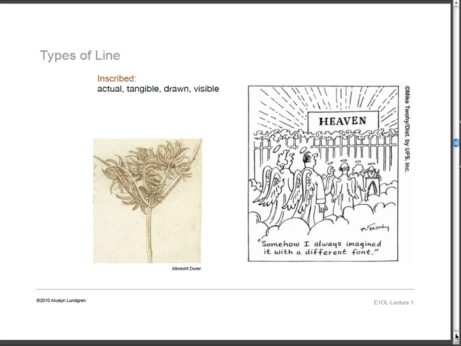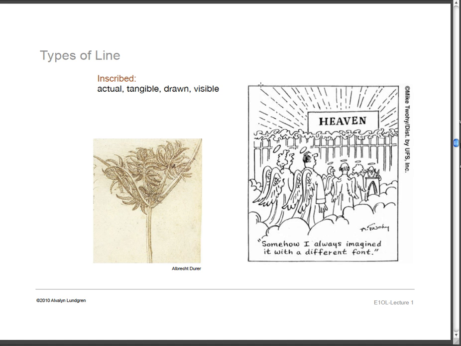It's complex because there's various types of line. The most obvious one is what we call an inscribed line. It's the actual hand-drawn visible line. And as we look at the Dürer drawing, we see the piece of foliage is actually described totally in line. We have outlines, we've got smaller bits of line here and there, all built up to create the illusion of this piece of foliage.